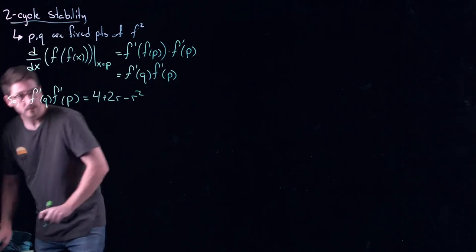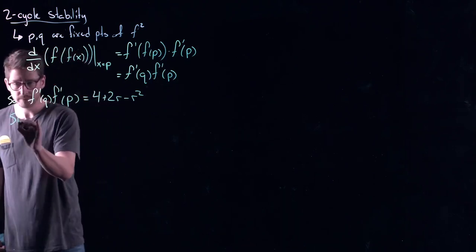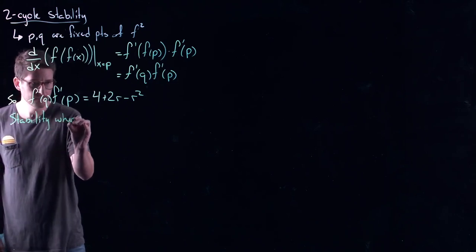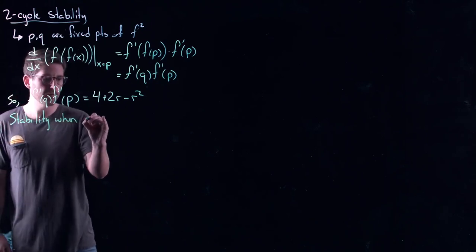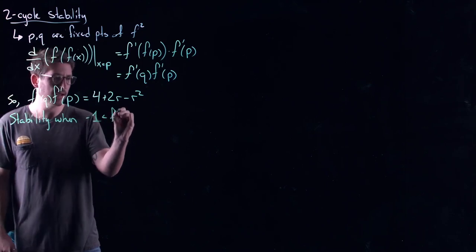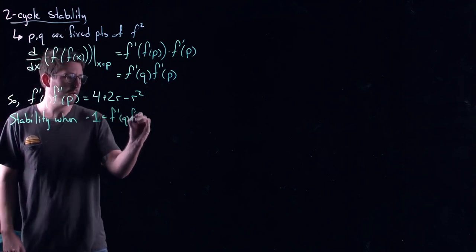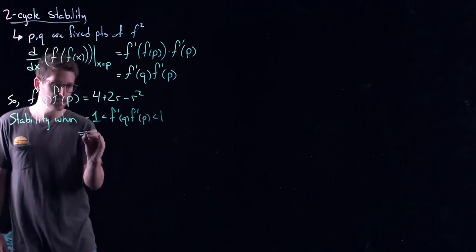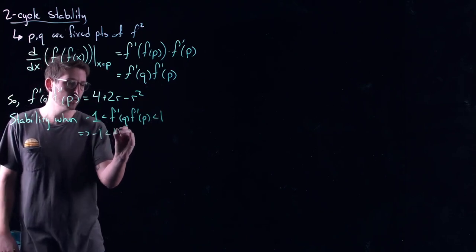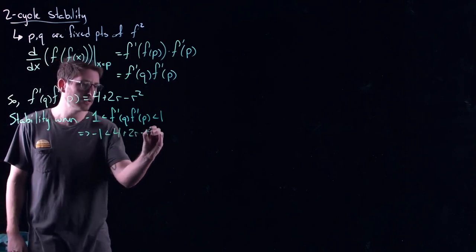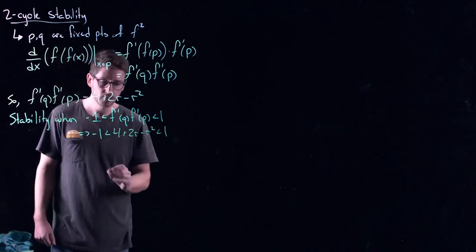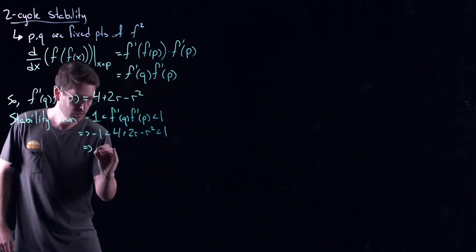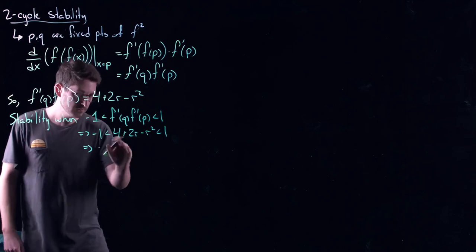And so we have stability when minus 1 is less than f prime of q times f prime of p is less than 1. Which is the same as minus 1 is less than 4 plus 2r minus r squared, which is less than 1, which in this case you can actually figure out.